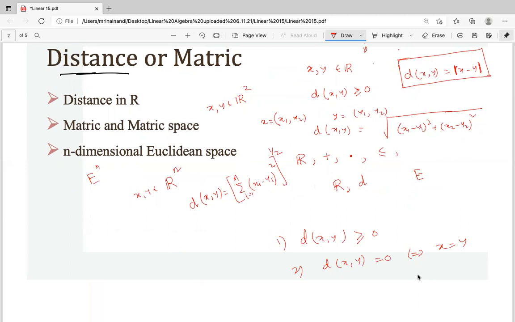If two numbers are distinct, the distance is positive. And if they are equal, the distance is 0. And the third one is the most important part. This is called triangle inequality. Distance between x and z is less than or equal to the distance between x and y plus the distance between y and z. This is called triangle inequality.